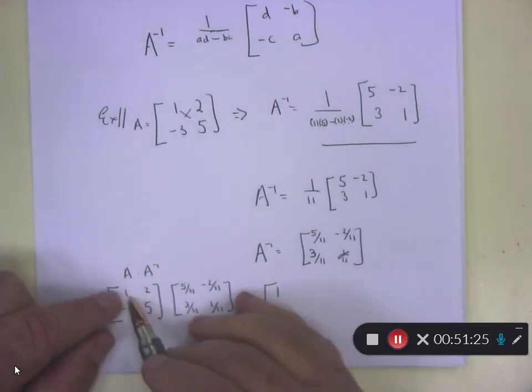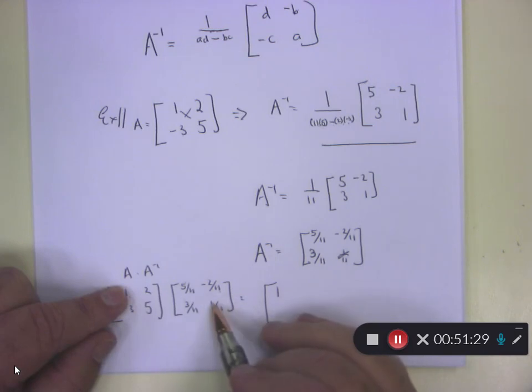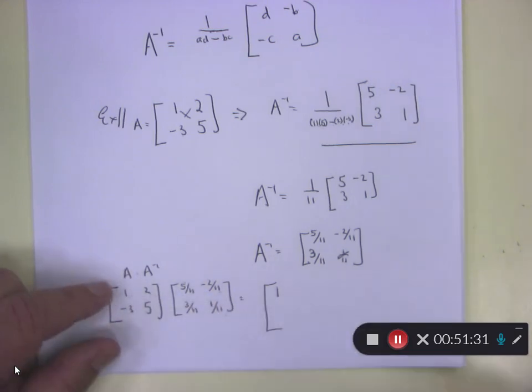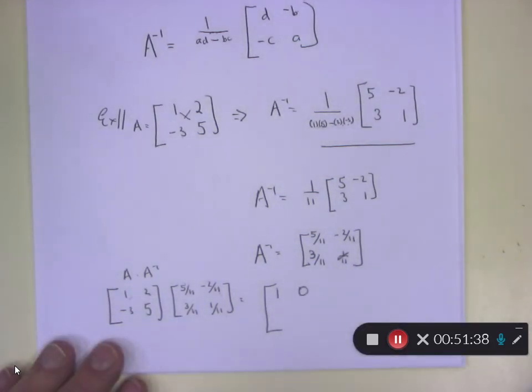Row by column. 1 times negative 2 elevenths, 2 times positive 1 eleventh. So 1 times negative 2 elevenths is negative 2 elevenths. 2 times 1 eleventh is 2 elevenths. Negative 2 elevenths plus 2 elevenths is 0.